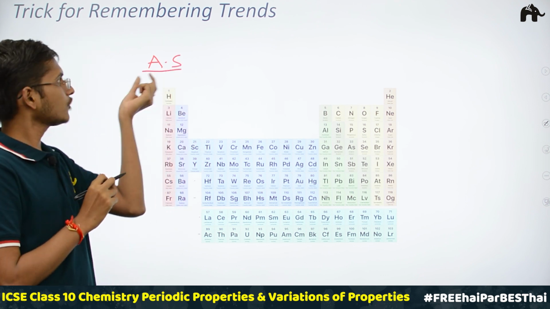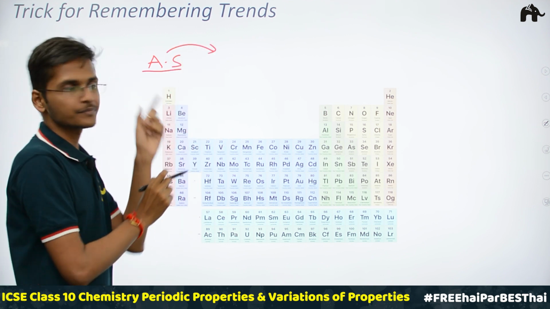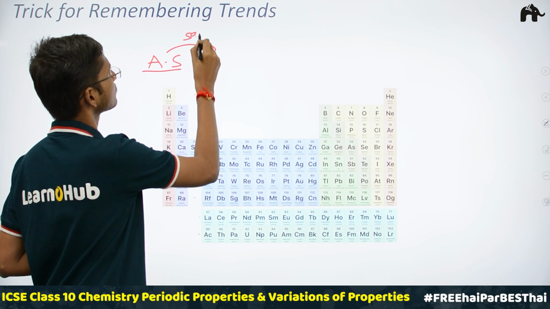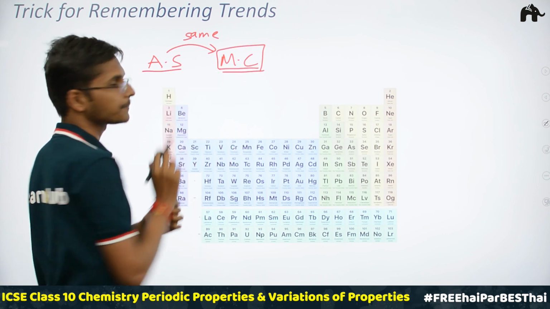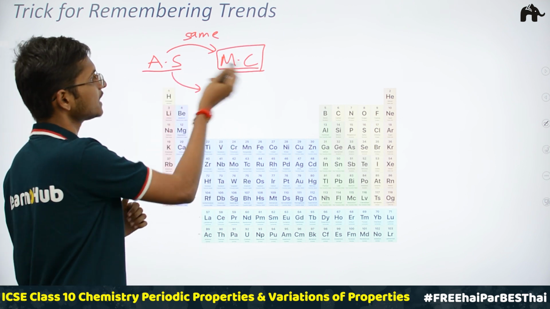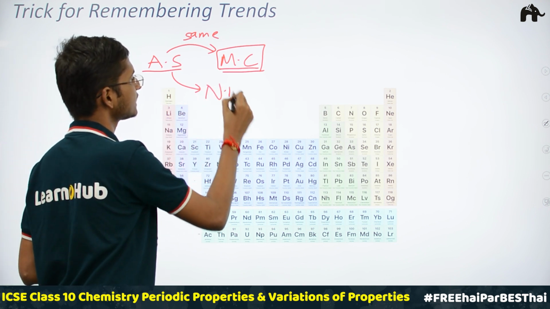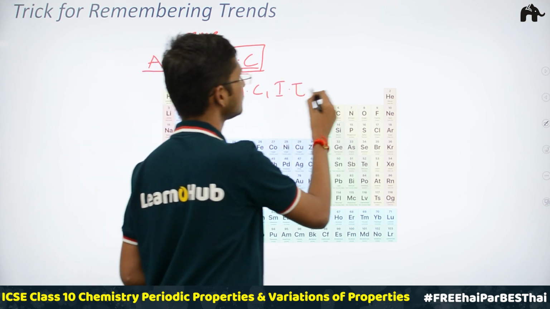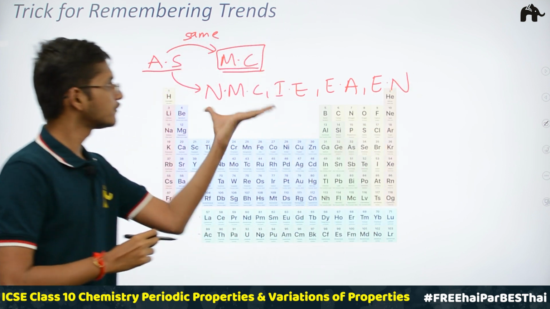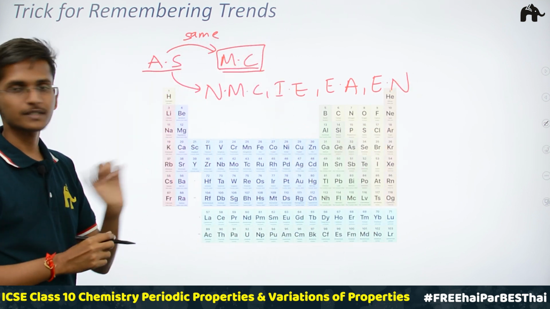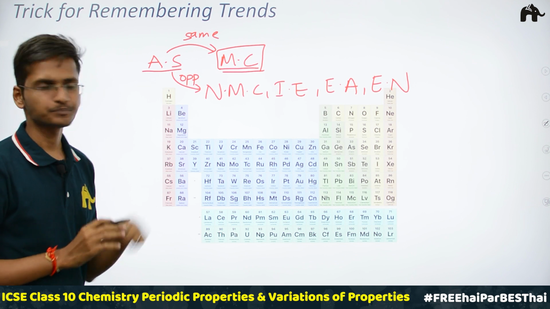Very simple. The trend of atomic size you have to just remember. That's it. The rest of the trends you can figure out, because the same trend as atomic size is shown only by metallic character. Apart from metallic character, we have the remaining 4 periodic properties: non-metallic character, ionization energy, electron affinity, and electronegativity. These 4 periodic properties show the opposite trend to that of atomic size. Very simple.